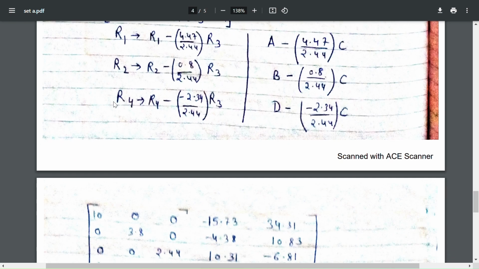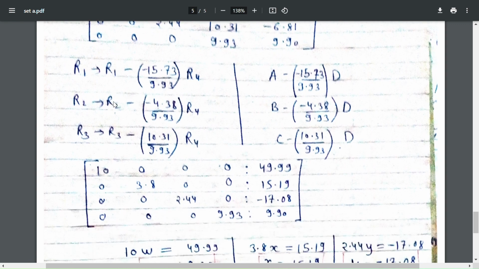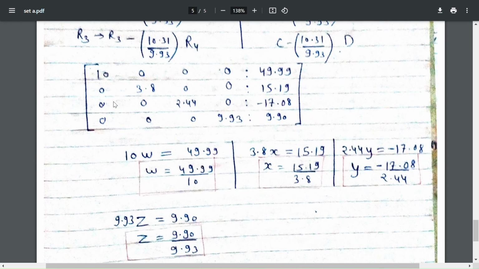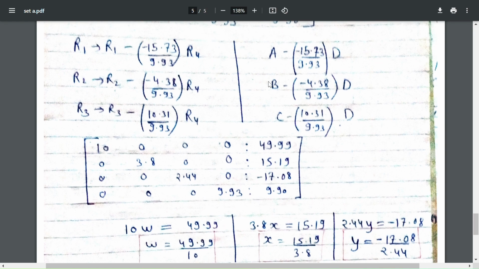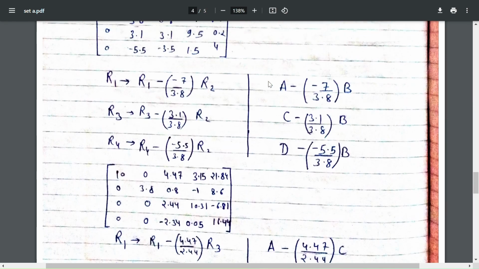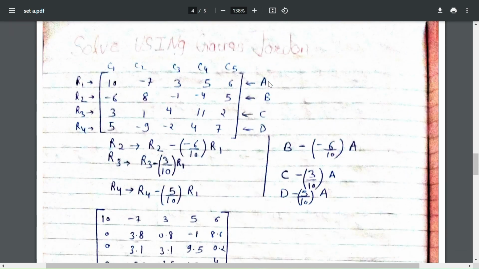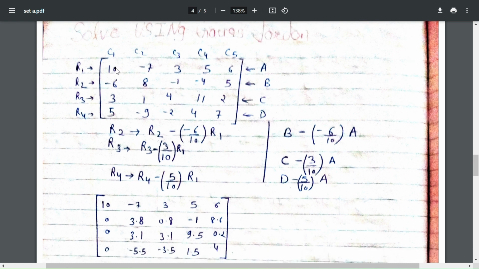We will perform various row operations to find the solution by the Gauss-Jordan method. So first we have to convert our matrix in this form by the help of diagonal elements. We have to convert our matrix in form of identity matrix. So our original matrix is this.